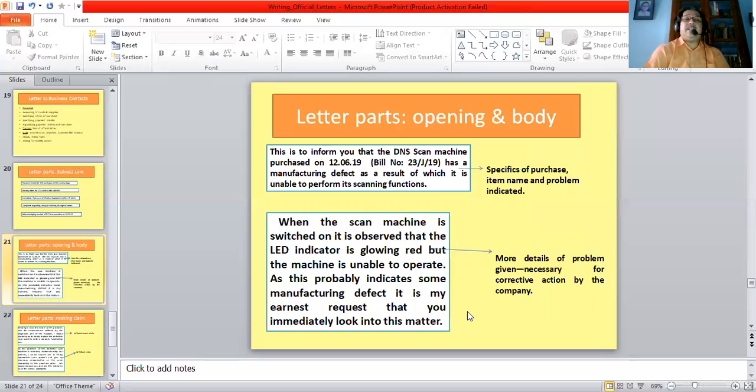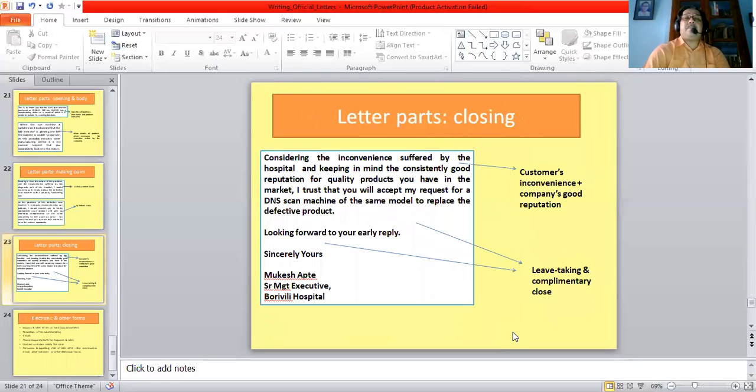When the scan machine is switched on, it is observed that the LED indicator is glowing red, but the machine is unable to operate. As this probably indicates a manufacturing defect, it is my earnest request that you immediately look into this matter. So we need to give the details of the problem so that corrective action can be taken by the company. Then the closing of this letter.